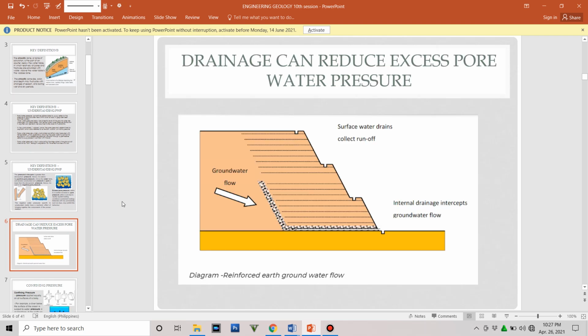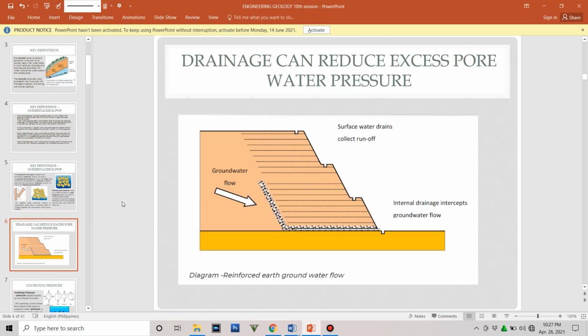So of course, we would not like to have an excess pore water pressure. So typically, in practice, there are provisions of drainage that will reduce the excess pore water pressure.